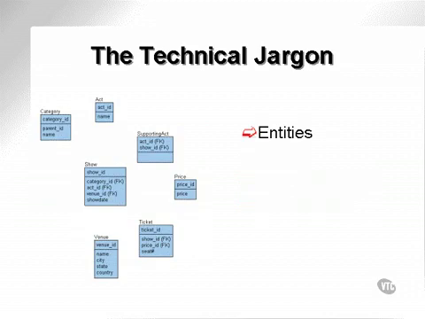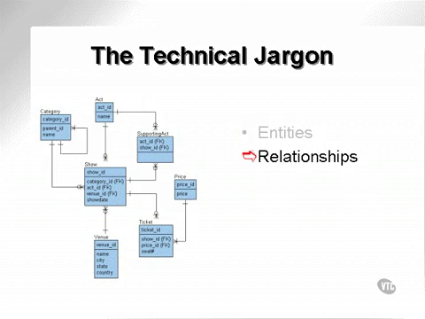Now let's go through some technical jargon. An entity. What is an entity? An entity is the same thing as a table. In the relational database model, a table is known as an entity. The objects on the left are all entities. What is a relationship? A relationship is a link or relationship between those entities.